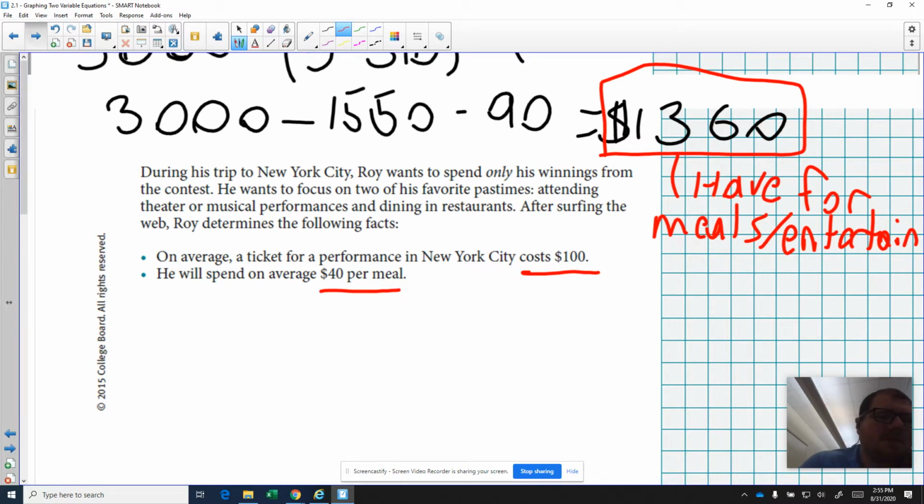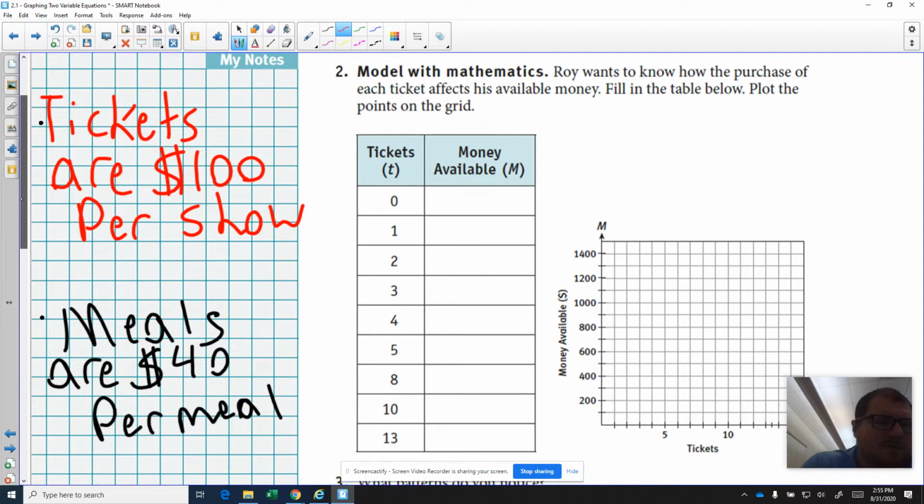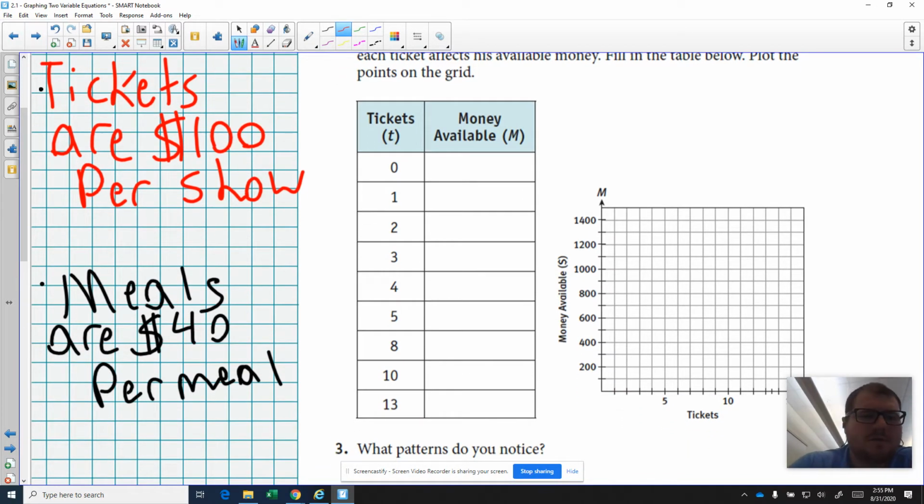So let's go ahead and move on to the next page. And just for reference, I basically have both of those pieces of information written right there. Tickets are $100 per show. Meals are $40 per meal. The last important piece of information is we have $1,360 total.